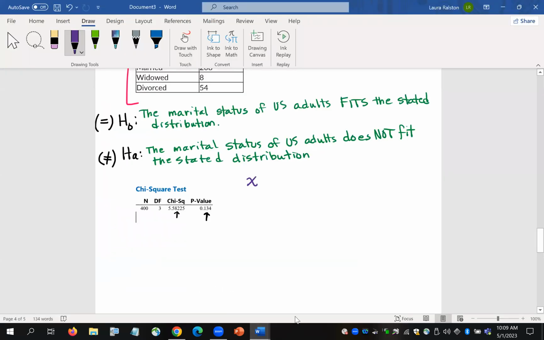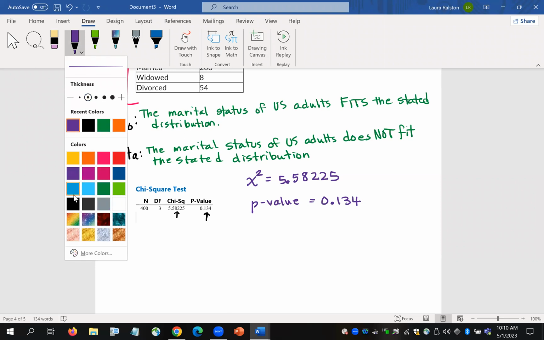Okay, so notice that chi-square gives it to you as 5.58225. It gives it to you with 5 decimal places. That's why Miss Ralston says in the instructions round to 5 decimal places, because I know that's how it's given to you. Then you have the p-value, which is 0.134. And again, you would type that in.